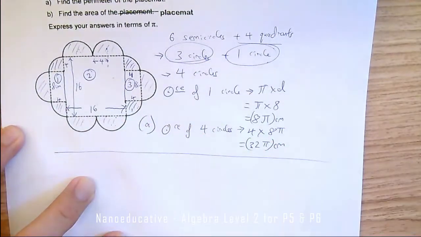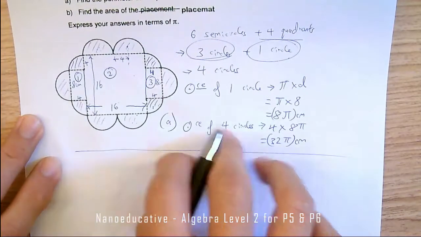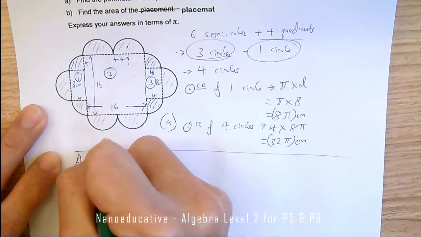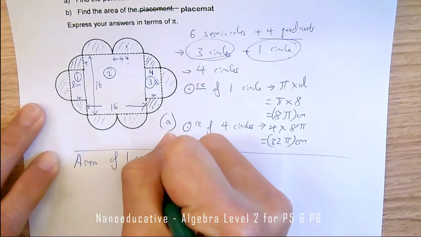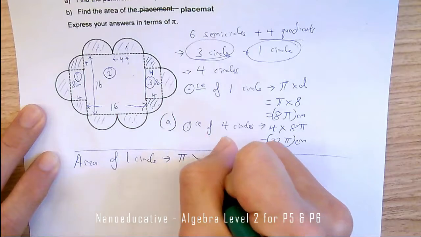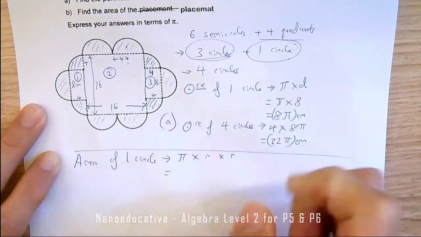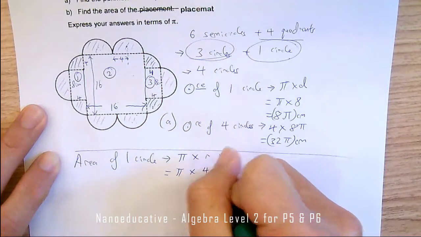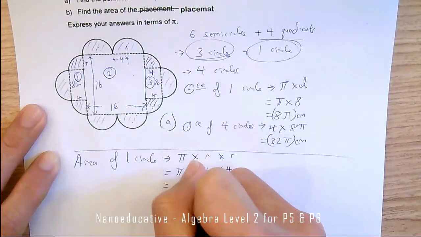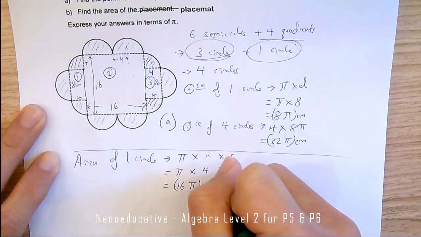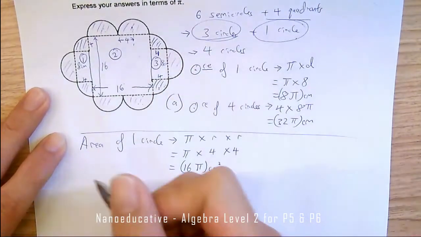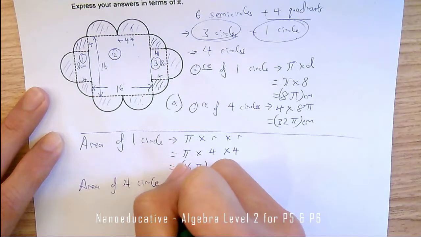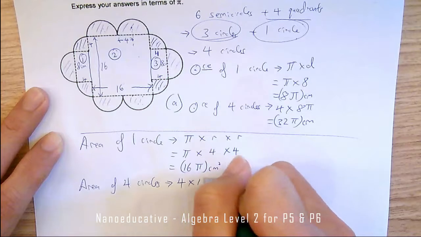Now, the next portion, I'm going to draw a line over here. I'm going to find the area of 1 circle first, because in total, I need to find 4 circles. So area of 1 circle, write down your formula, pi times r times r. The radius of a circle will be 4 cm. So it's pi times 4 times 4, giving us 16 pi cm square. Now I need 4 circles, right? So I'm going to write area of 4 circles. And that will give us 4 times 16 pi.